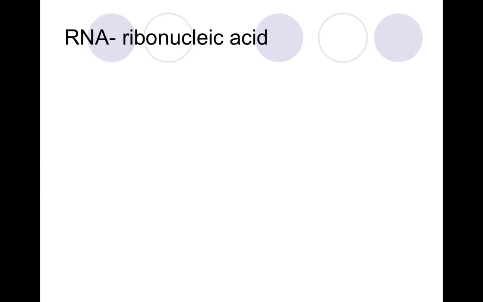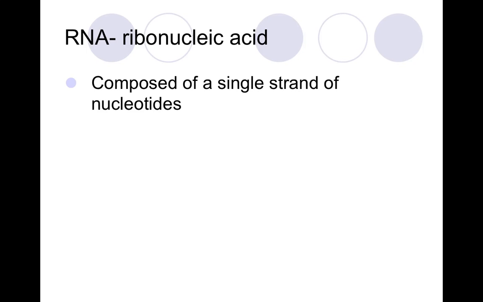To make proteins, though, we need to have ribonucleic acid, RNA. Now notice that it's very similar in terms of its name to DNA. The difference is the R, and we'll explain that in a minute, versus the D. It is composed of a single strand of nucleotides. So remember, RNA is a single strand, not a double strand.